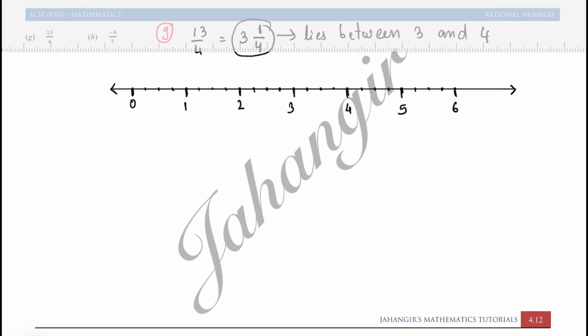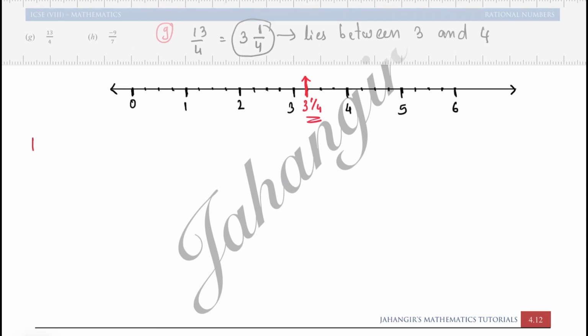Put arrows. Now we want 3 1/4. So this is the first one, which we can write as 3 1/4. Okay. Now next is h, which is minus 9 upon 7. So that is minus 1, 2 by 7.